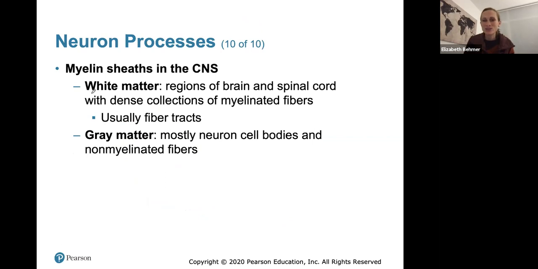Myelin sheaths in the central nervous system are what give it its gray and white matter. Myelin is white in color, so white matter will be regions of the brain and spinal cord with dense collections of myelinated fibers, which are usually fiber tracts that need to carry the impulse much more rapidly, and the myelin will help with that. Gray matter will not have those myelinated fibers because it's more gray in color.